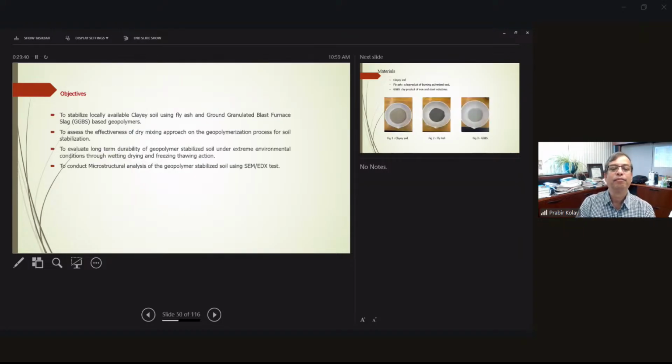So here we use some clay. This is not the EPK clay like the previous studies we mentioned, the commercially available one. This is actual clay, and then we use the fly ash and GGBS mixed at different percentages. We used the dry mixing approach and compared it with the wet mixing approach, and then we did the wetting-drying and freezing-thawing durability tests, and also the ACM test.